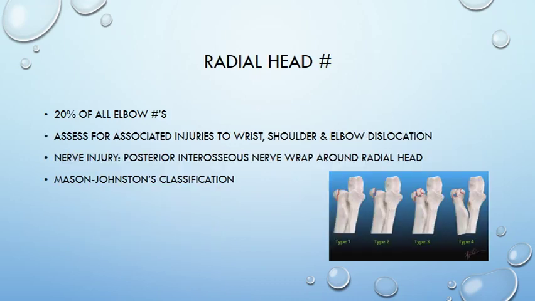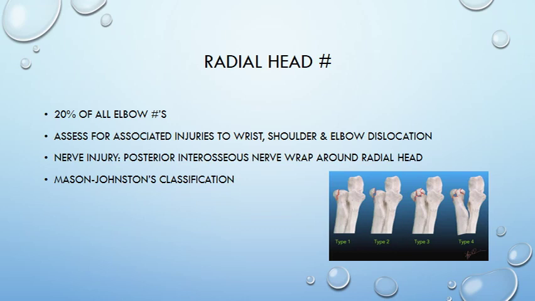Radius head fractures account for 20% of all elbow fractures. Remember to assess for any associated injuries to the wrist, shoulder, and even look for an elbow dislocation when you see a radius head fracture. Also, assess the patient for nerve injury, as the posterior interosseous nerve wraps around the radius head.